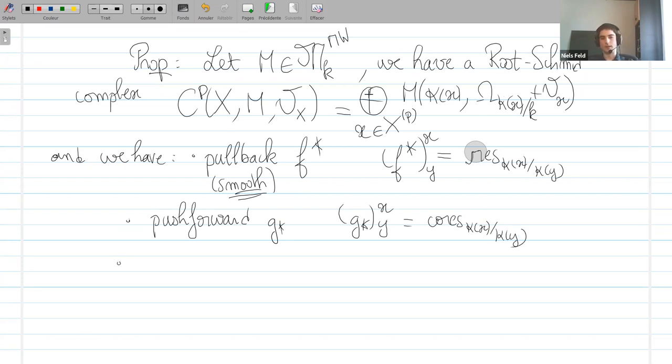And since we have an action of Milnor-Witt K-theory on M, term by term, we can define an action on the complex here. And also we have residue maps or boundary maps on this complex.